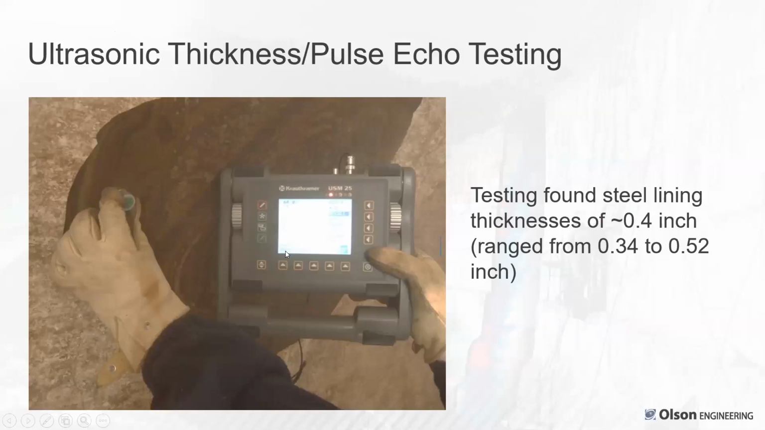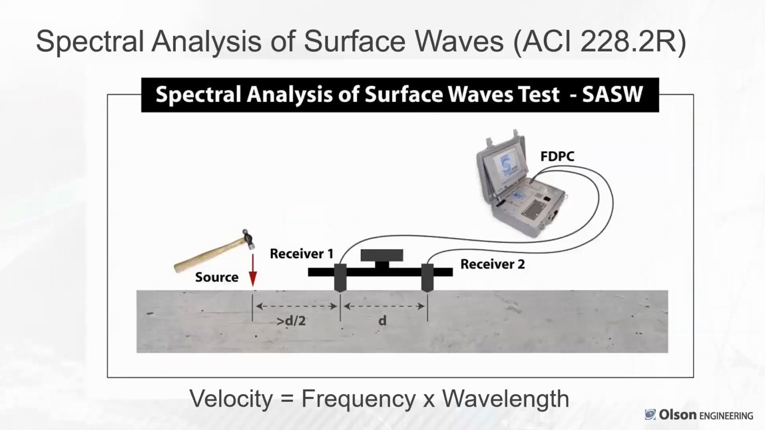We also checked for corrosion by doing ultrasonic thickness pulse echo testing with a 5 megahertz probe. You get an echo on the screen of the instrument, and we found variation in the steel lining thicknesses of that pipe ranging from 0.34 to 0.52 inch to evaluate whether the corrosion was becoming a significant problem or not. I believe in this case it was not yet a significant problem.